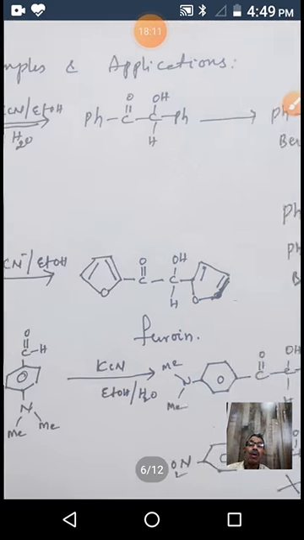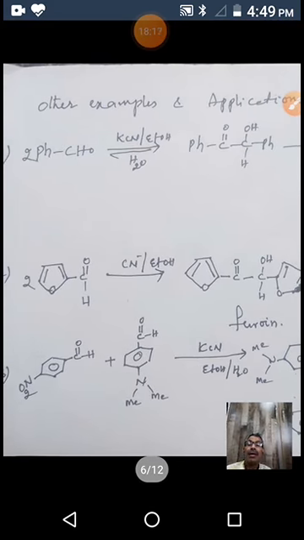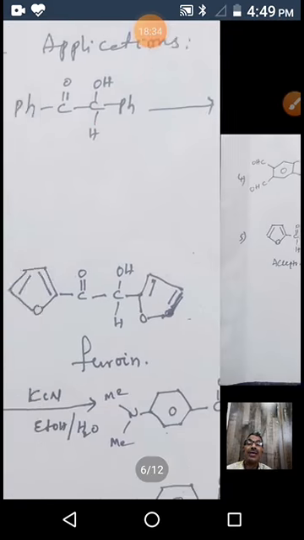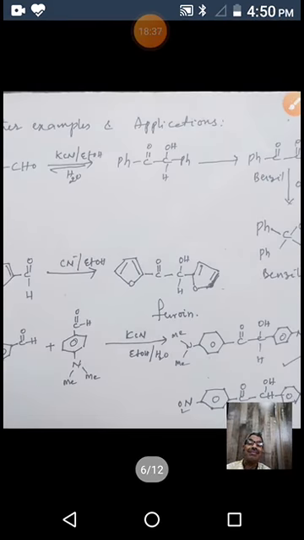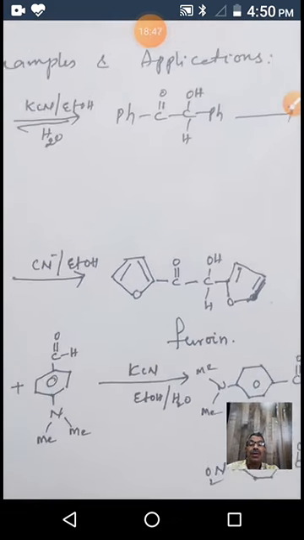So one more example is furfural. Furfural is also an aromatic aldehyde which doesn't have any alpha hydrogen. So two molecules of furfural undergo condensation reaction in presence of cyanide ion, that means NaCN or KCN in ethanolic solution and water. It gives furoin. It is like benzoin. So you see a beta hydroxy ketone, an aromatic ketone. So it's a furoin.